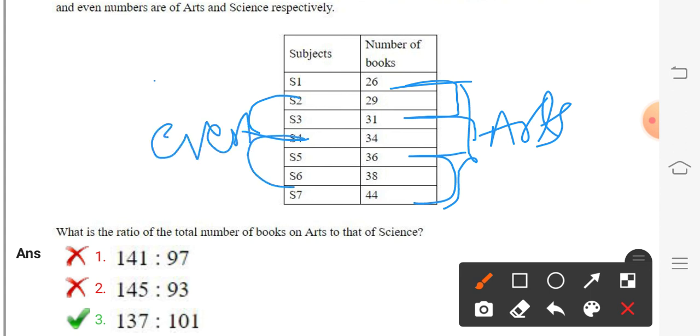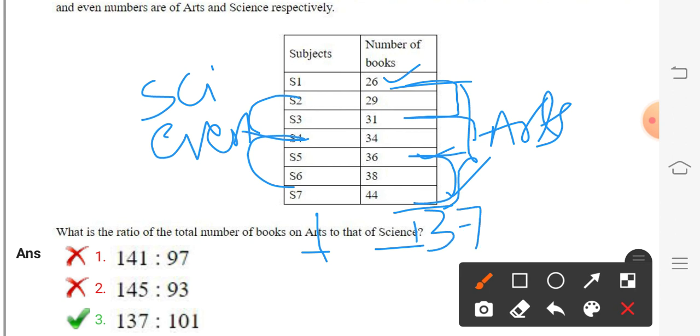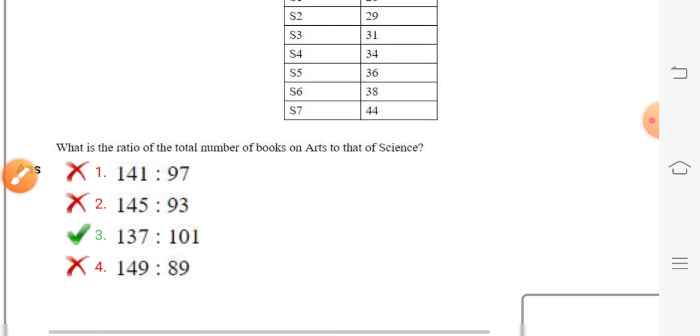That means science. Ratio. If we add these three arts to the science, arts, how many? 26. 26 plus 31 is equal to 57. 57 plus 36 plus 44. We get total value 137. So where is 137 in the options? In third option we have 137. So third option is correct.